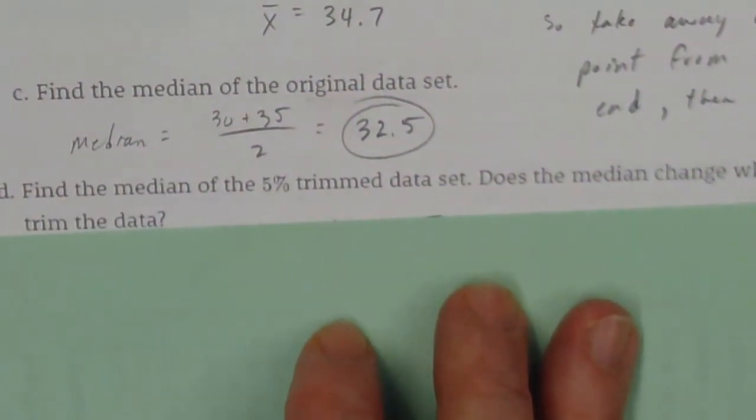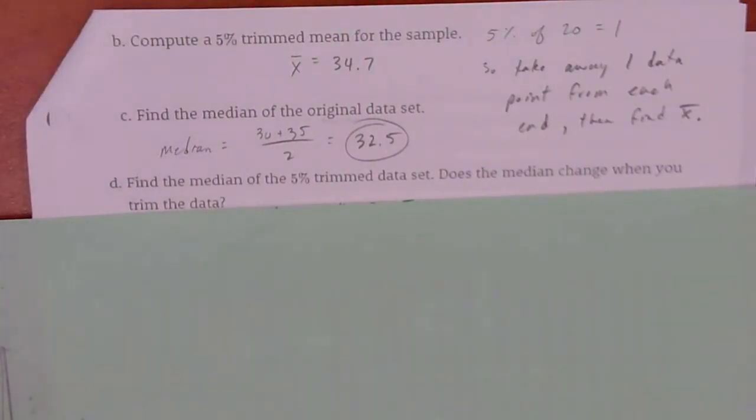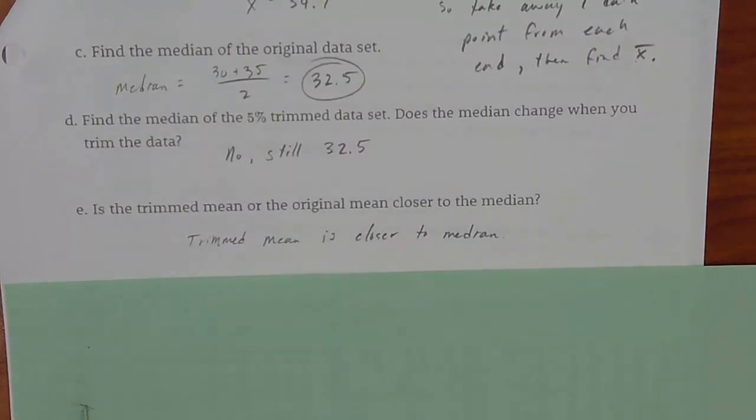Okay. All right, I'm going to pause here for a moment and let you do D. Find the median of the 5% trim data set. Did it change? Go ahead. All right, there's your 2 answers. We'll stop there today.